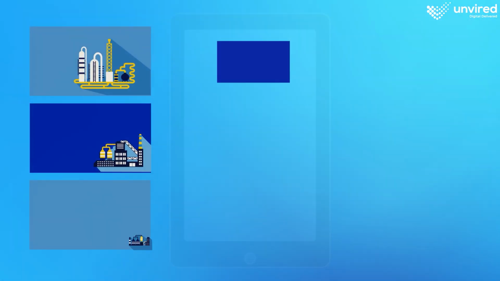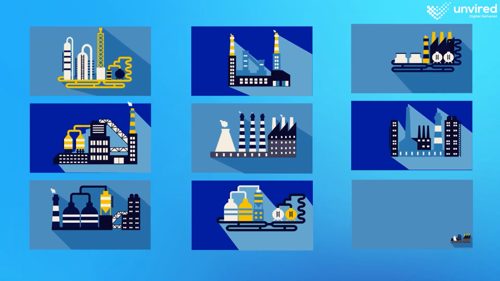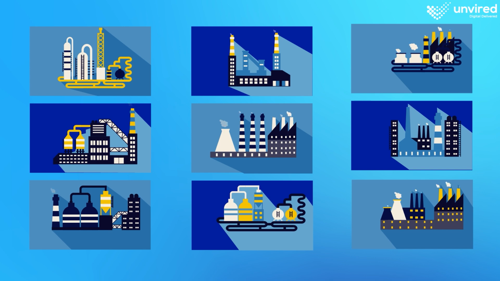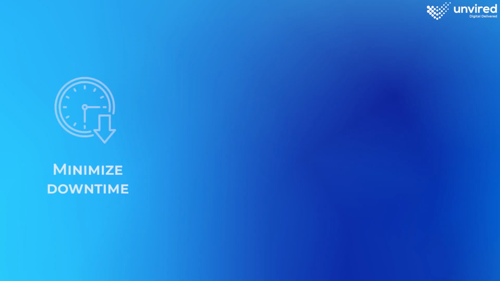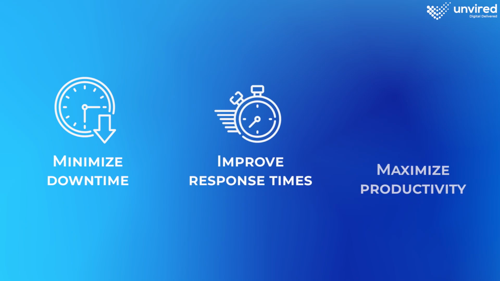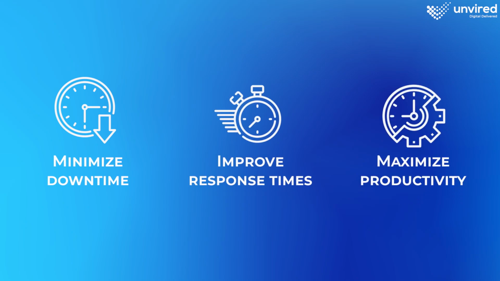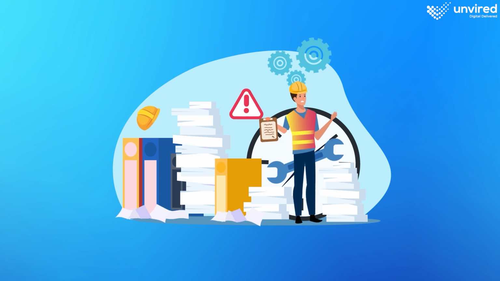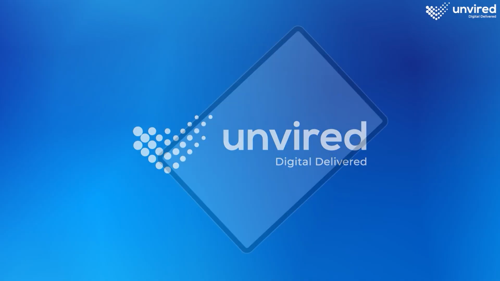Whether you're in manufacturing, oil and gas, or any asset-intensive industry, Unvired Mobile EAM's notification feature helps you minimize downtime, improve response times, and maximize productivity. Say goodbye to paper forms and delays. Embrace the future of maintenance with Unvired Mobile EAM.